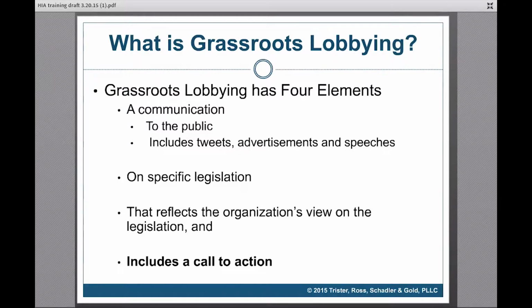Similarly, if you provide a petition or any kind of other vehicle for contacting the legislator, that counts as being a call to action, or identifying the legislator as being a member of the committee that will vote on the legislation. So if you put out a report that talks about a piece of legislation and why it will be helpful or harmful to your community, and then you name the members of the subcommittee that are going to be voting on that legislation, that counts as grassroots lobbying.